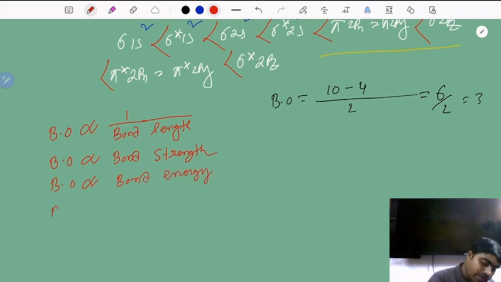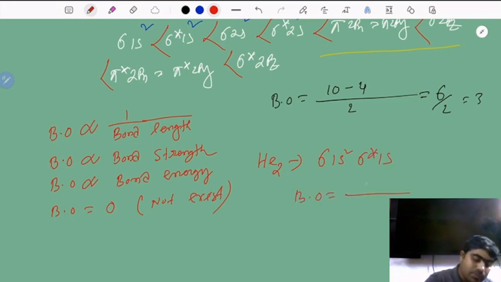In some cases the bond order is zero. Bond order zero means the molecule does not exist. Suppose you go for He2, which means sigma 1s2 sigma star 1s2. You can calculate the bond order: in this case, bond order equals (2 minus 2) by 2, equal to 0. That is, this molecule cannot exist. If you get the bond order of a molecule as 0, this indicates the molecule cannot exist. You have to remember this.